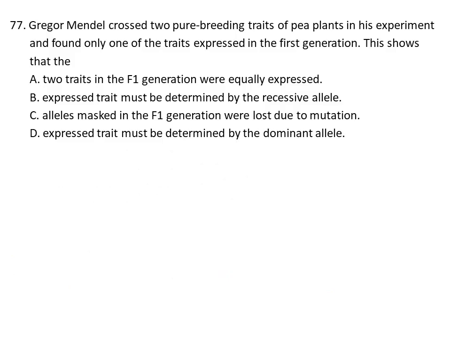Question number 77. Gregor Mendel crossed two pure breed traits of the pea plant in his experiment, and he found only one of the traits expressed in the first generation. This shows that the expressed trait must be determined by the dominant allele. So the answer will be perfectly D.